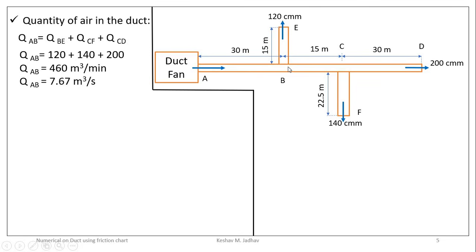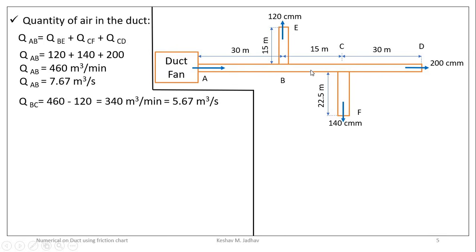Now, we will calculate volume flow rate of air through section BC of the main duct. Out of this total volume, 120 is going through the BE branch. So, the total volume of air flowing through section BC is equal to total volume flowing through section AB minus 120. So, it is equal to 340 meter cube per minute. And if we divide this by 60, we will get 5.67 meter cube per second.